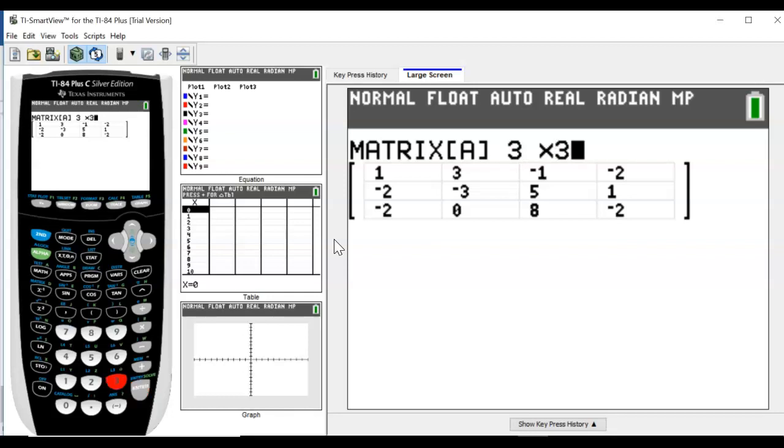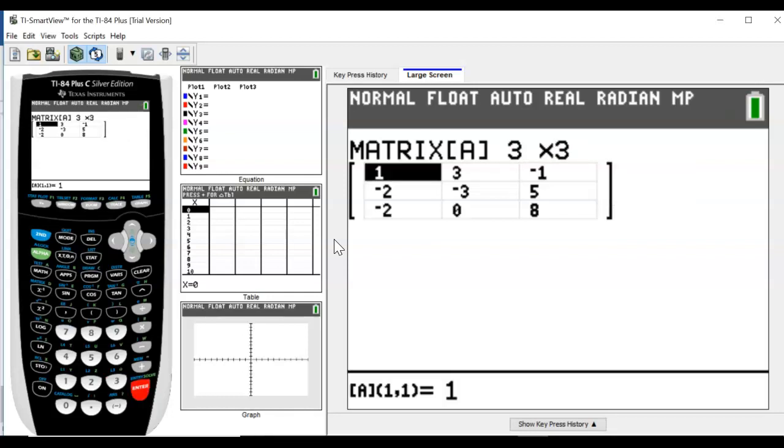So 3 by 3. And then it goes 3, negative 2, negative 4, that's the first row. 4, 5, 13 is the second row. And 6, negative 3, 9 is the last row. So there's the matrix, my augmented matrix.